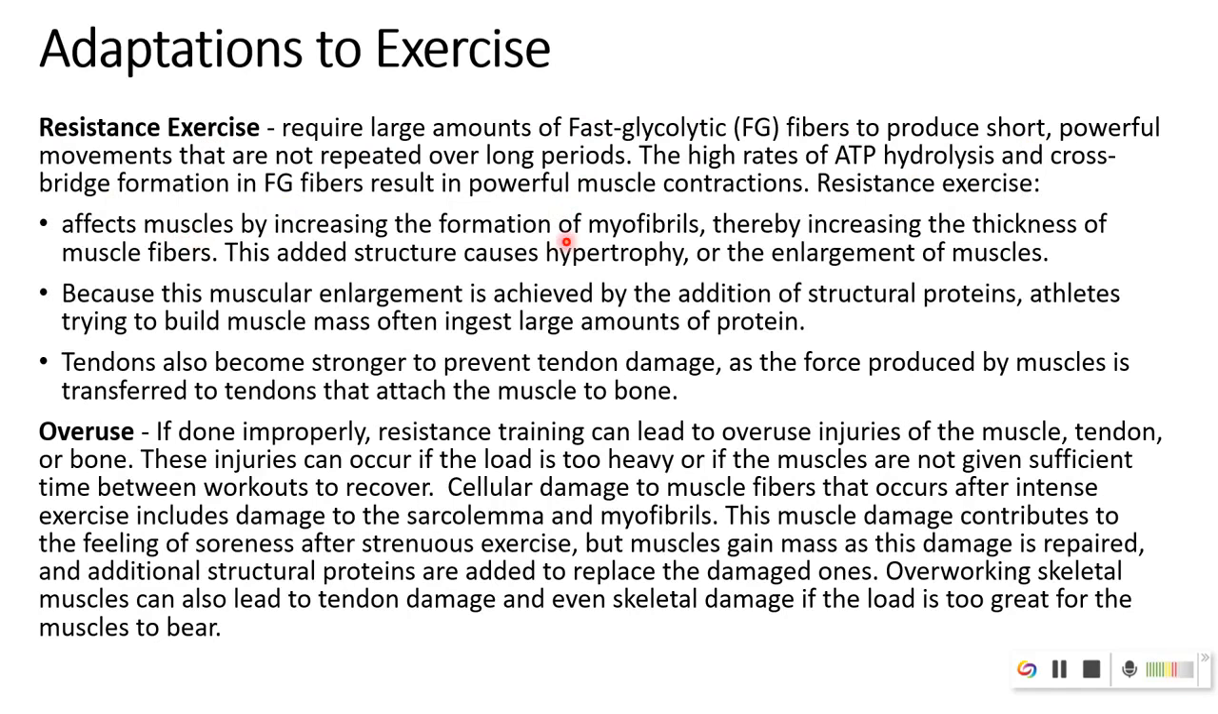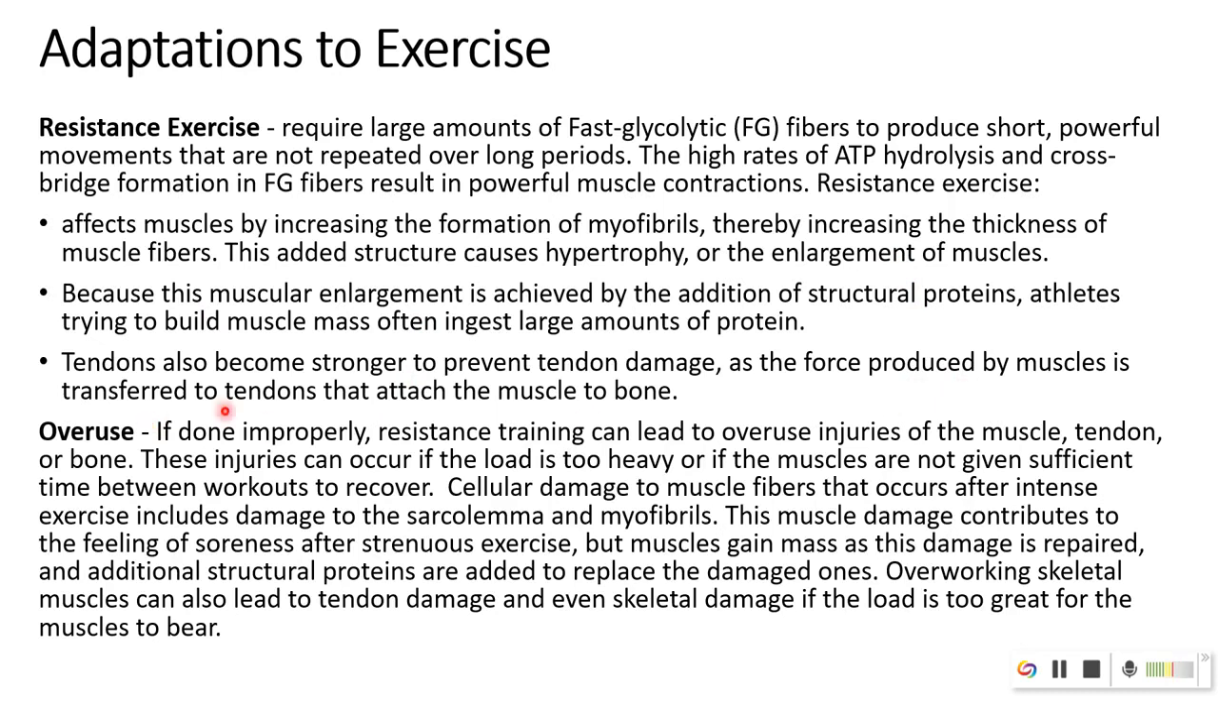It affects muscles, increases the formation of myofibrils in the muscles, therefore the thickness of the muscle. That added structure causes hypertrophy, which is enlargement of the muscle. So we're not increasing the number of cells, increasing the size of the cells or muscle fibers themselves. And because this muscular enlargement is achieved by adding more proteins, athletes trying to build muscle mass often ingest large amounts of proteins. Tendons become stronger to prevent damage as they pull on the skeleton.